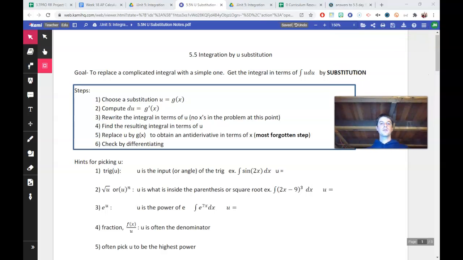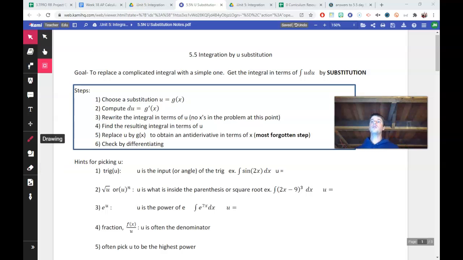Hey guys, Mr. Newman here with what will hopefully be a pretty quick video. We just did integration, just getting you started with antiderivatives, and you have a bunch of rules that you now know. But often we are left with much more complicated situations where we have to use something called U substitution.